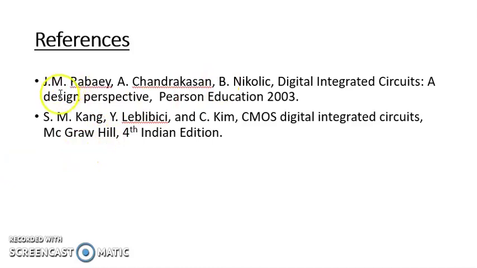These are the references that were followed while making this lecture. One of them is Digital Integrated Circuits, A Design Perspective by Rabaey, Chandrakasan and Nikolic. And the other one is CMOS Digital Integrated Circuits by Kang, Leblebici and Kim.